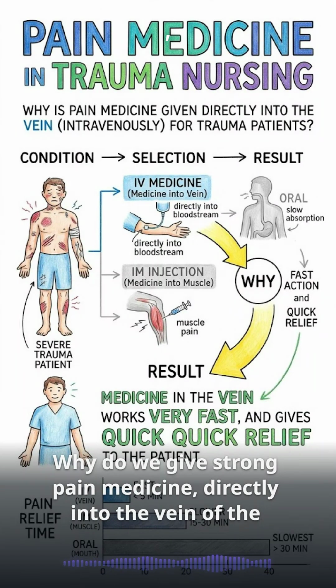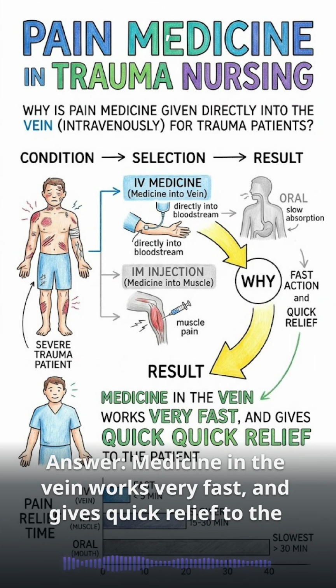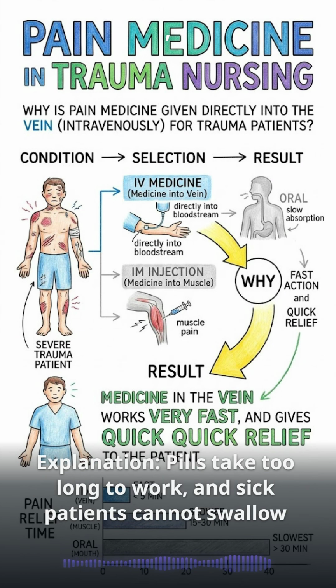55. Why do we give strong pain medicine directly into the vein of the patient? Medicine in the vein works very fast and gives quick relief to the patient. Pills take too long to work, and sick patients cannot swallow pills safely anyway.